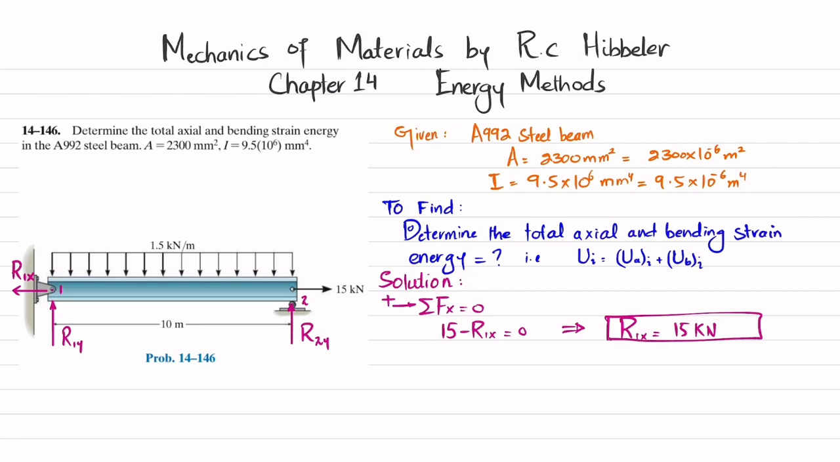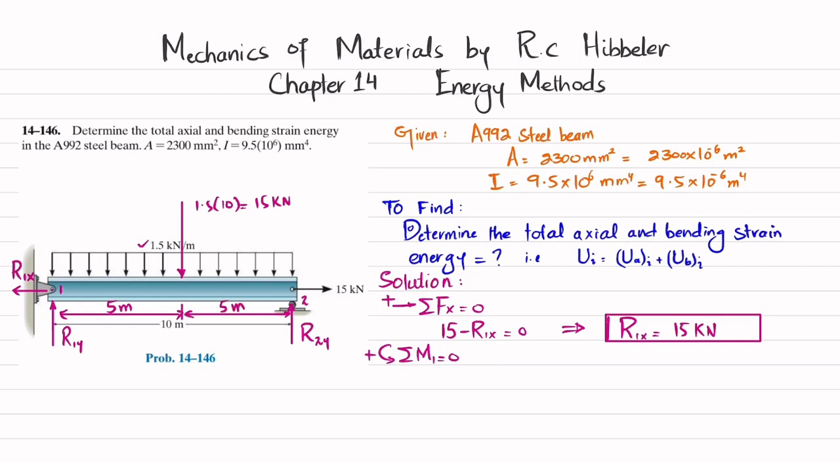Now we'll find the other reactions R1y and R2y by using the equation of equilibrium, that sum of all moments about point 1 is equal to 0, taking the counterclockwise moment as positive. So you can see there is a distributed load, which when converted into a point load will act at the middle of this beam, and the magnitude of this point load will be 1.5 into perpendicular distance 10, which is equal to 15 kilonewton, and that will act at half of this total length, which is 5 meter, on either side. So this will be 5 meter and this will also be 5 meter.